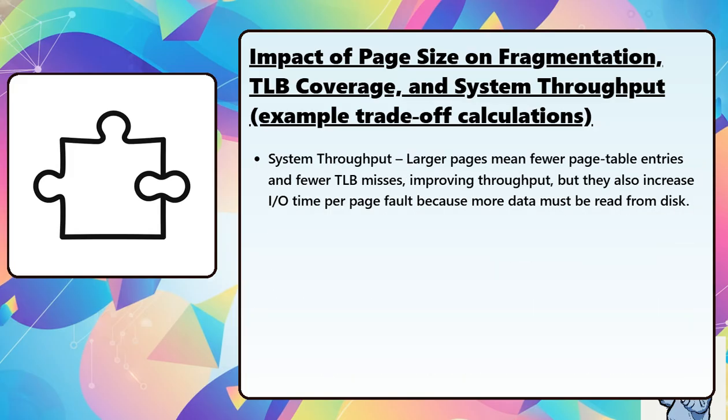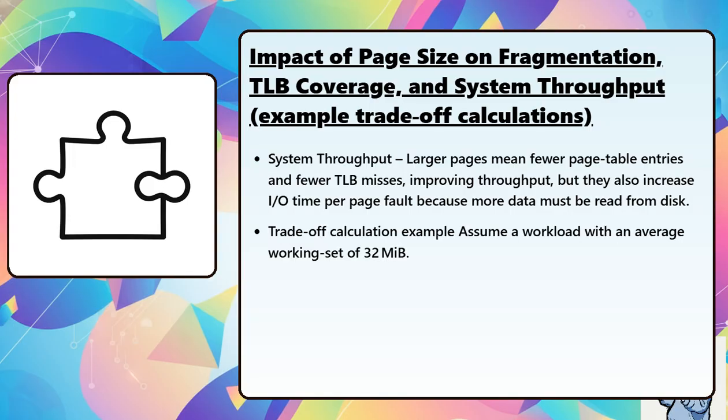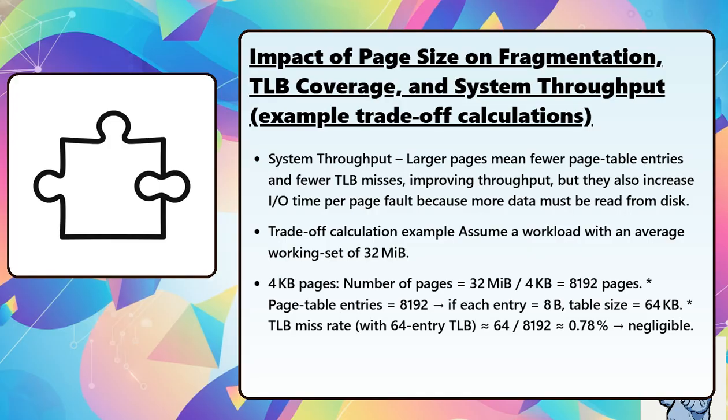System throughput: larger pages mean fewer page table entries and fewer TLB misses, improving throughput. But they also increase I/O time per page fault because more data must be read from disk. Trade-off calculation example. Assume a workload with an average working set of 32 megabytes. With 4 kilobyte pages, number of pages equals 32 megabytes divided by 4 kilobytes, which is 8,192 pages. Page table entries are 8,192. If each entry is 8 bytes, the table size is 64 kilobytes. TLB miss rate with a 64 entry TLB is approximately 64 divided by 8,192, about 0.78%, negligible.